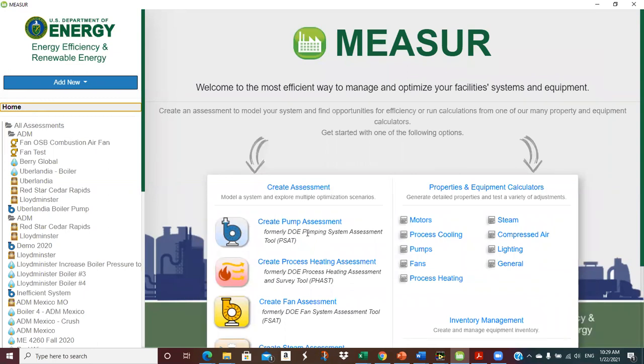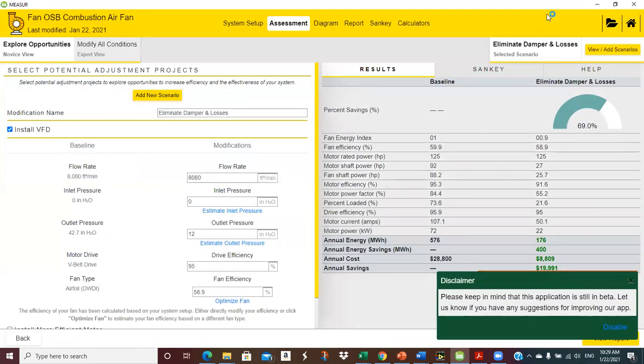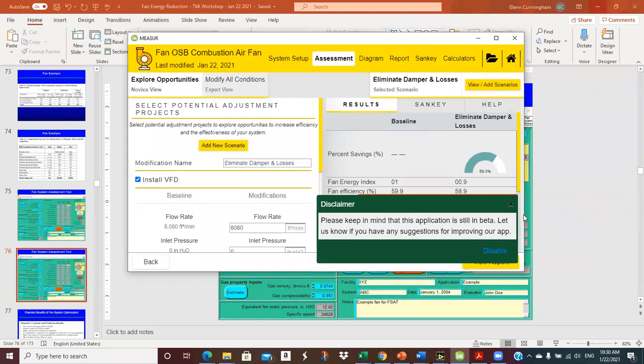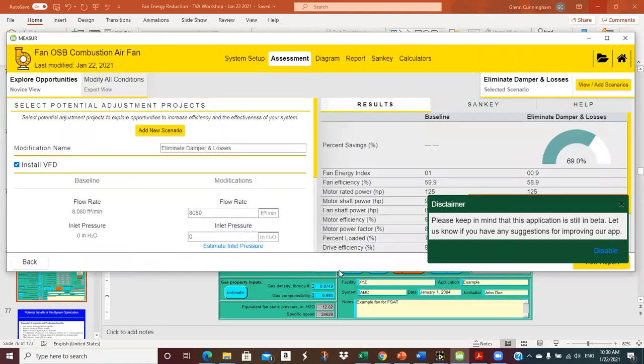So let's see here. I went ahead and did, so this is the fan OSB combustion fan. I did this previously, so let me pull that up for you. And let me see. Because this header is in the way, I'm going to make this a little bit smaller so that I might be able to get to all the buttons without screwing up Zoom. We'll just do it like this. I think this will work.